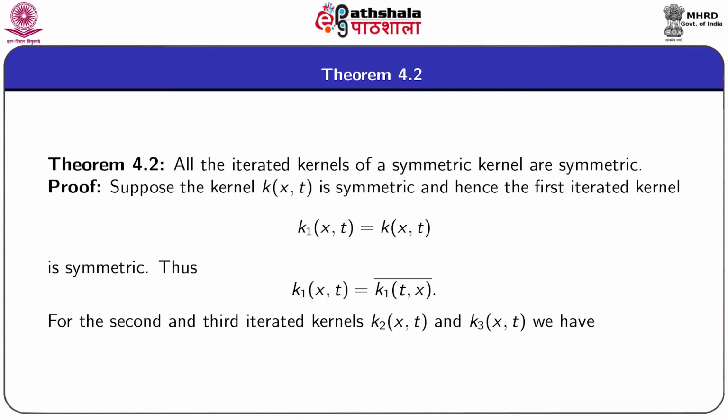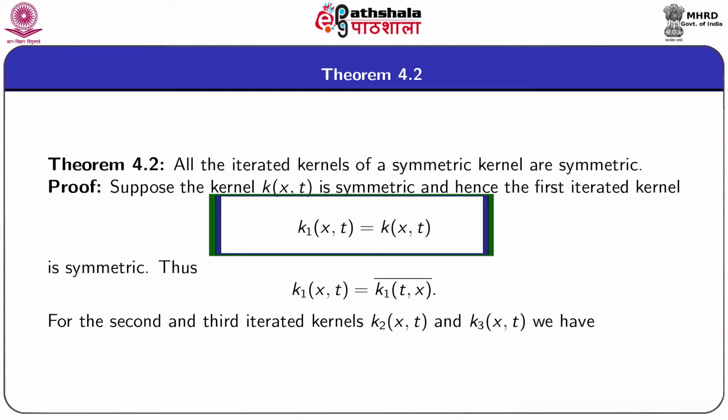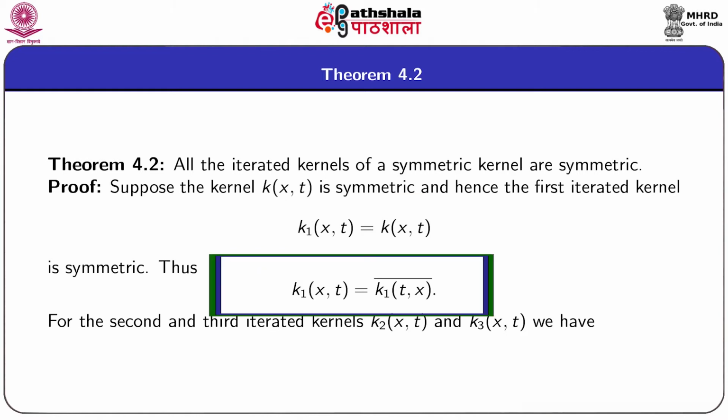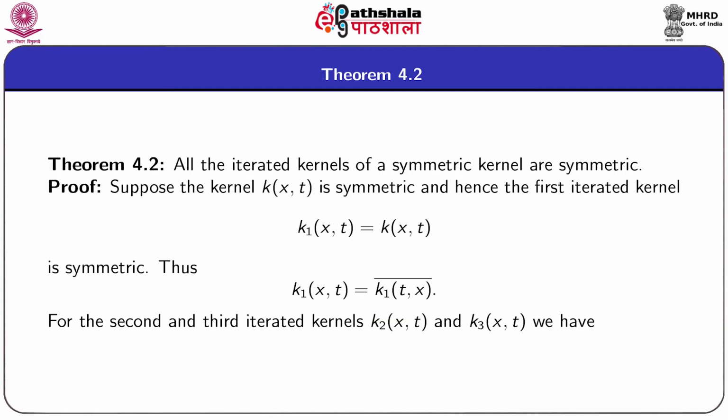Next, we come to theorem 4.2. In theorem 4.2, we will show that all iterated kernels of a symmetric kernel are symmetric. Now, for proof, we suppose that the kernel k x t is a symmetric kernel. Hence, the first iterated kernel is denoted by k1 x t, which is equal to k x t. And if it is symmetric, then we have the result that k1 x t is equal to k1 t x bar. So, the first iterated kernel is a symmetric kernel.